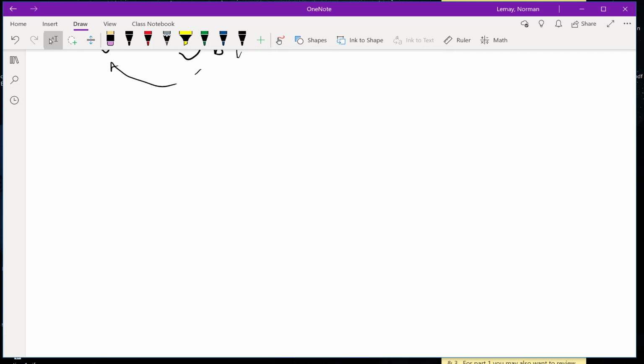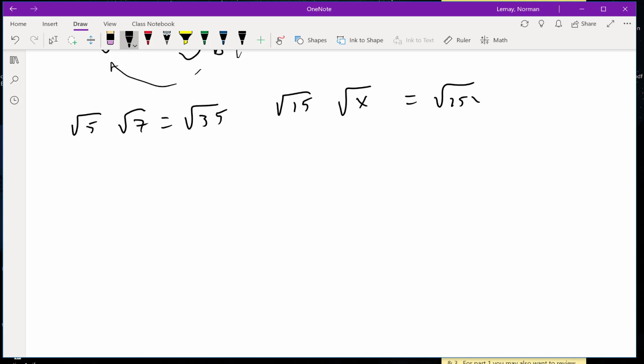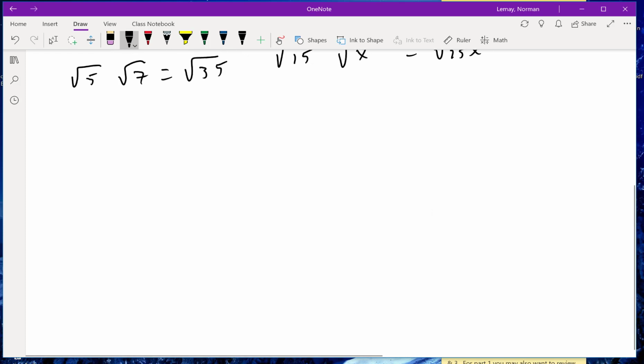So let's just note, again, if we have something like the square root of 5 times the square root of 7, let's just note this is the square root of 35. Okay, if we get the square root of 15, and we want to multiply that times the square root of x, then this is just the square root of 15x. And then our next step would be, if we can, to simplify the number.